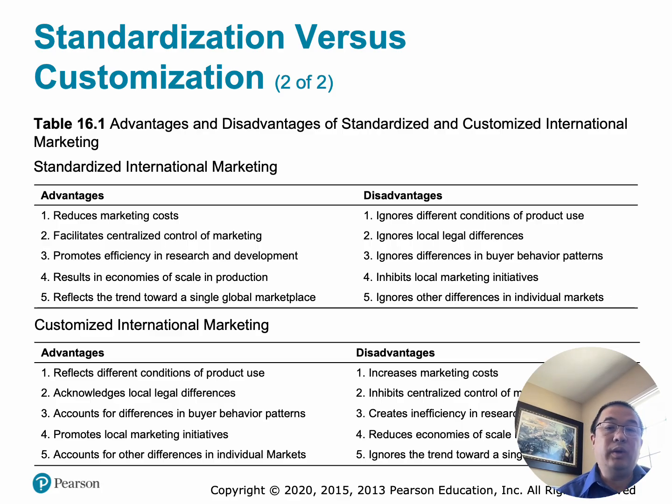Number two, it recognizes local legal requirements, so marketing complies with local regulations. Number three, it reflects different buyer behavior. Companies can adapt to local preferences and buying habits. Number four, encourages local marketing initiatives, so local managers can respond quickly to market changes. Number five, accounts for other market differences. So customization considers culture, income levels, religion, and competition.